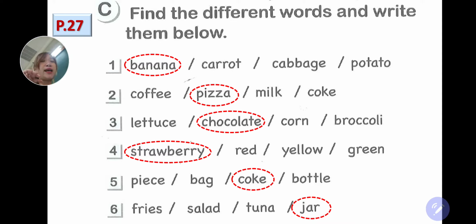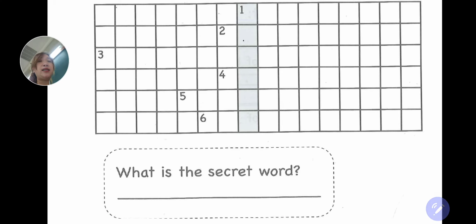它们是单位量词，一片、一包、一瓶。Number 6, fries, salad, tuna, and jar. 好，So which one is different? 哪一个是不同的？Fries 薯条，salad 沙拉，tuna 鲔鱼，jar 就是玻璃罐，so you have to circle jar because jar 是不同的，它不可以吃。Fries, salad, tuna you can eat, right? So, we need to write them below. 我们圈出来这几个字呢，把它写在下半部分。So we need to turn to next slide. Number one.